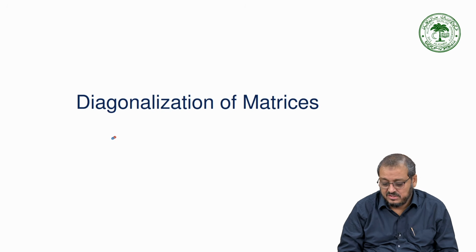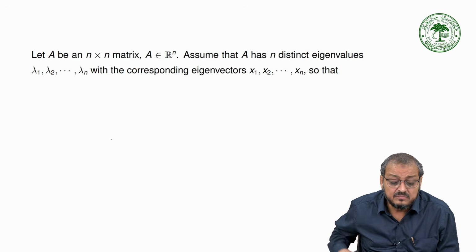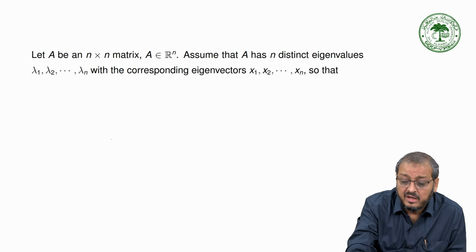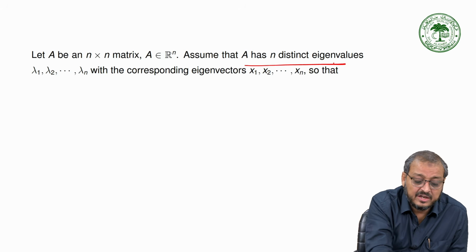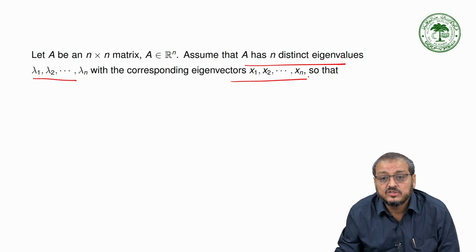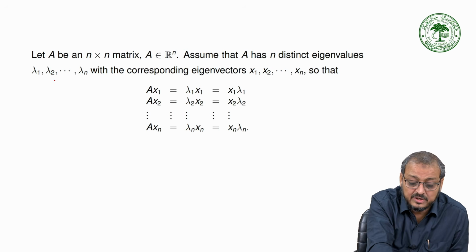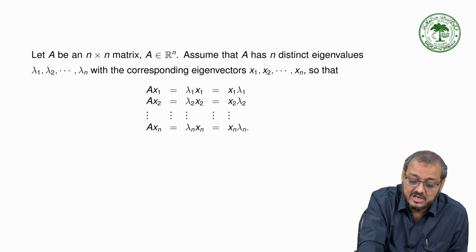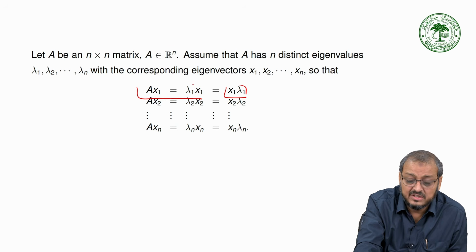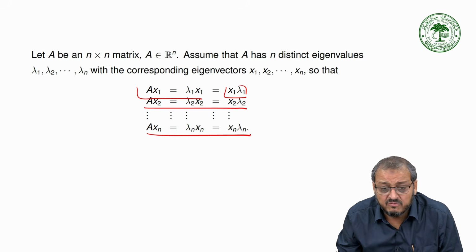Okay, so we start by letting A be an n by n matrix, and assume that A has n distinct eigenvalues lambda 1, lambda 2, ..., lambda n corresponding to the eigenvectors x1, x2, ..., xn. Then we can write A x1 is the same as lambda 1 x1, and this can be written in the form of x1 times lambda 1, because lambda 1 is a constant. Similarly we write A x2 and A xn in this form.